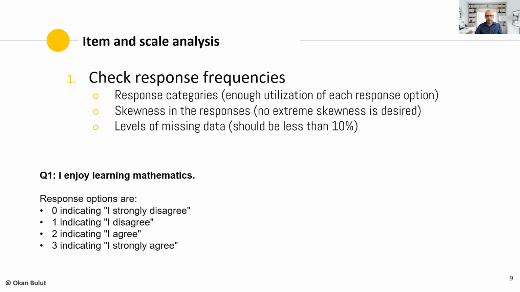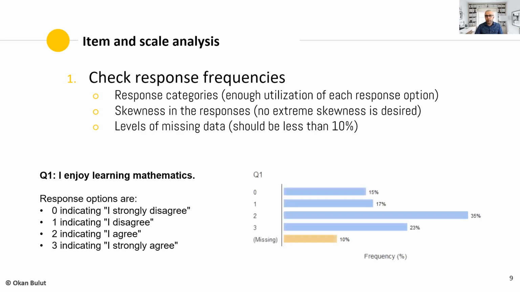Let me show you an example. Here's a question. It says, I enjoy learning mathematics. The response options are strongly disagree, disagree, agree, and strongly agree. I will show you a plot that comes from this question. It's a bar chart, or bar plot, so you just see the frequencies or percentages of each option. We see that the positive options are more dominant in that case. Nearly 58% of the people selected either agree or strongly agree. In that case, there's 10% missingness. Not too bad, but it is something to think about.